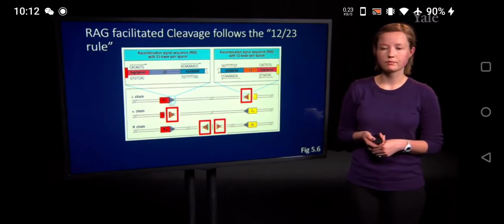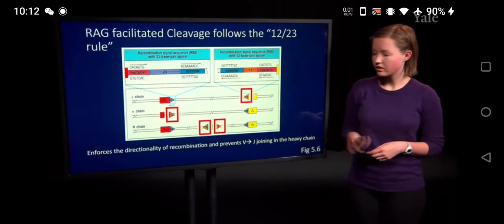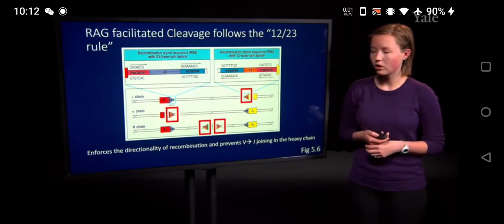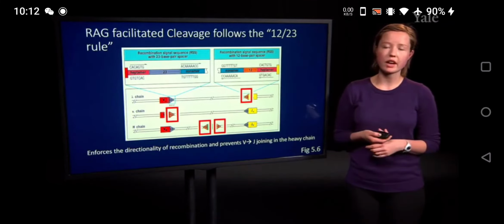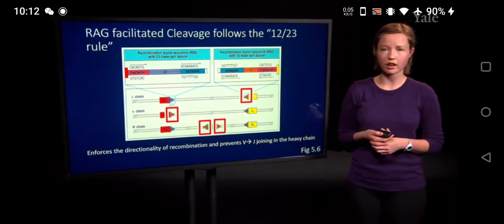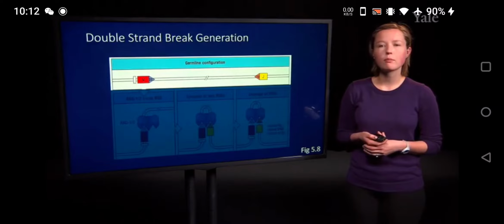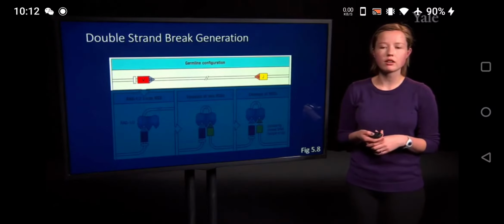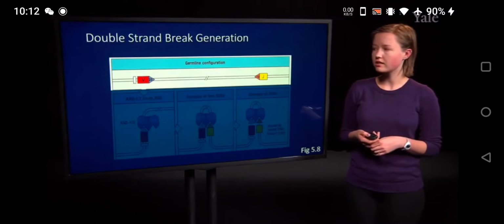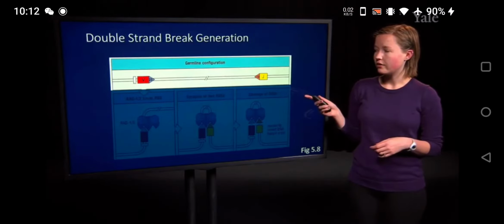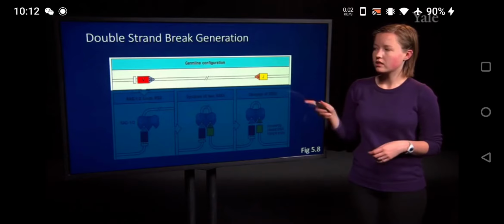And so, as mentioned, this will be an important step in regulating how this VDJ recombination process actually occurs. So back to the first step, which is generating double-stranded breaks adjacent to these segments. Right here, we can see a V and a J segment, which has a 23 and a 12 RSS.